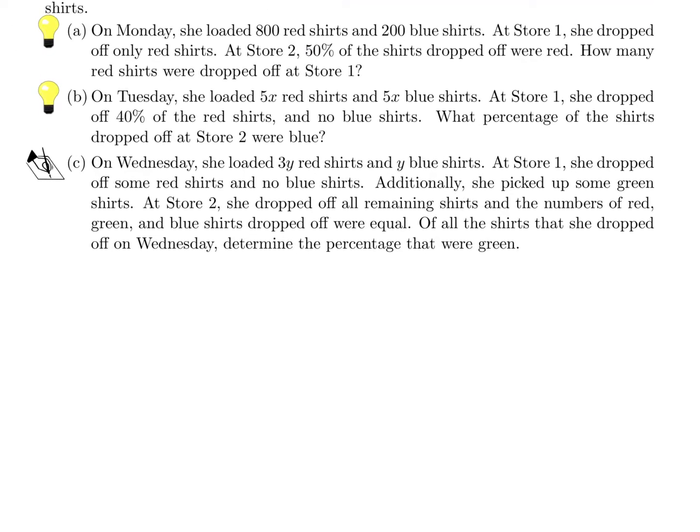On Tuesday, she loaded 5X red shirts and 5X blue shirts. At store 1, she dropped off 40% of the red shirts and no blue shirts. What percentage of the shirts dropped off at store 2 were blue? So Tuesday, we have red shirts 5X and blue shirts 5X. All right. Then what happens? Initially, that's the initial. And then at store 1, she drops off 40%. So 0.4 times 5X is what she drops off of the red shirts. And that is what? 2X?